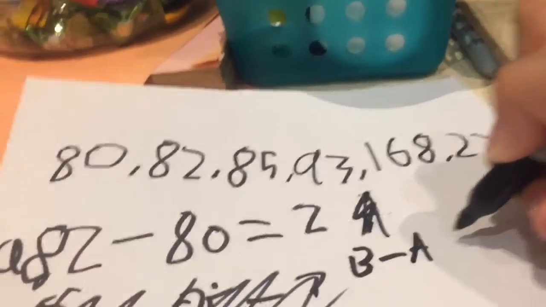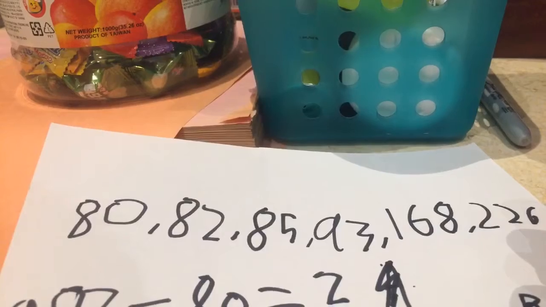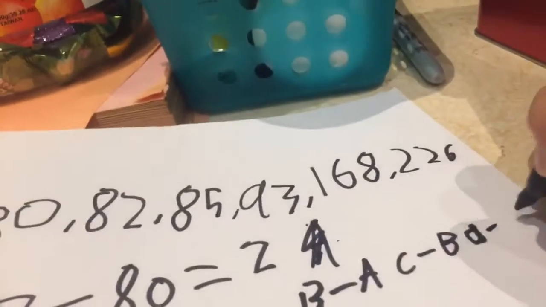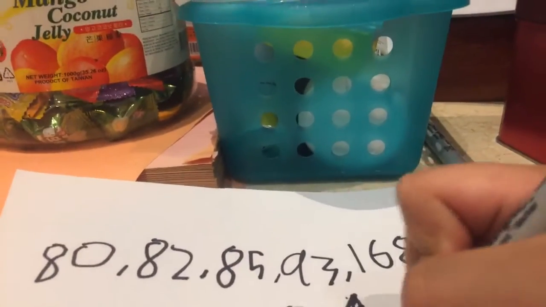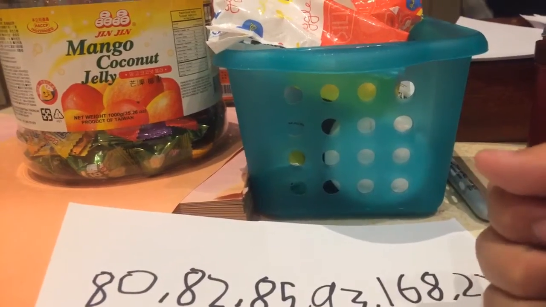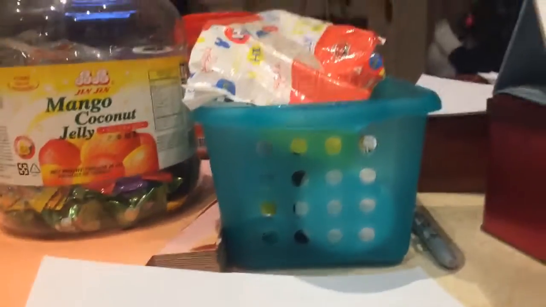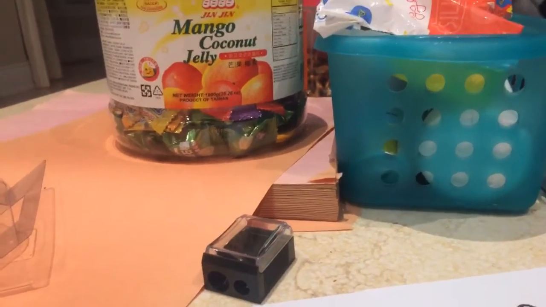So here's how it goes. B minus A. You have to do B minus A. C minus B. D minus C. D minus C, and then you go up. E minus D. Now there's supposed to be an F, but sadly I didn't think I got it. There are 6 letters, which is A, B, C, D, E, F. But in most cases, the F is excluded because it can't minus anything.